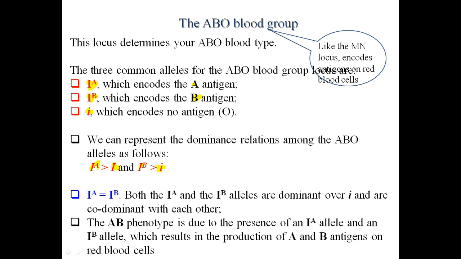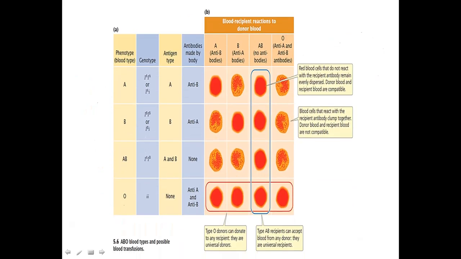Sorry, this should be small i. And capital IB is also dominant over i. But when A and B are combined together, this will be a codominant character. So what will be the possible genotypes for A? The possible genotypes are IAIA, or the heterozygous condition, IA and small i. They have antigen A, and the antibody is B.